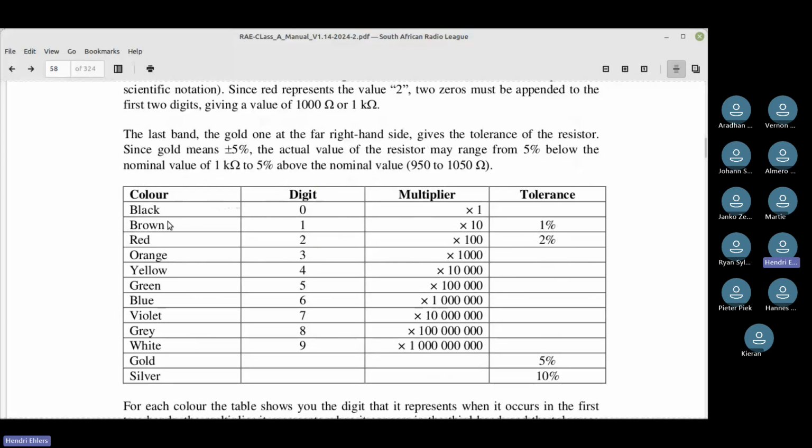Black is 0. Brown, I mean, you can read it. But we've got a little rhyme that we've made up. And that is: bad boys rape our young girls, but Violet gives willingly. And if you have that in your head, then what I usually do whenever I need to figure out what the value of a resistor is, I write this down with the numbers next to it, and then it makes it very easy.